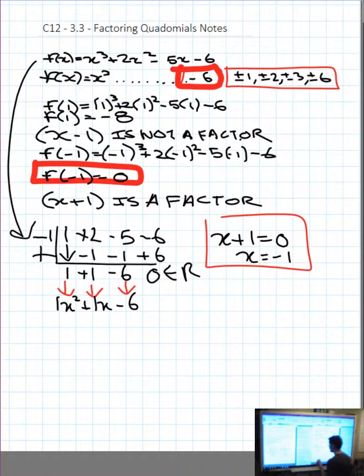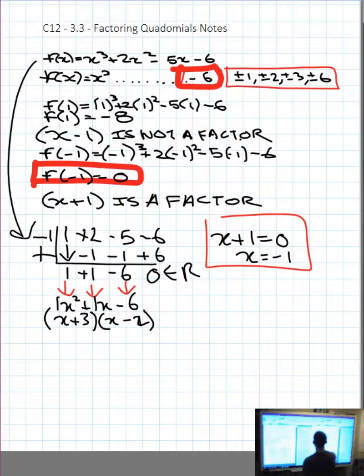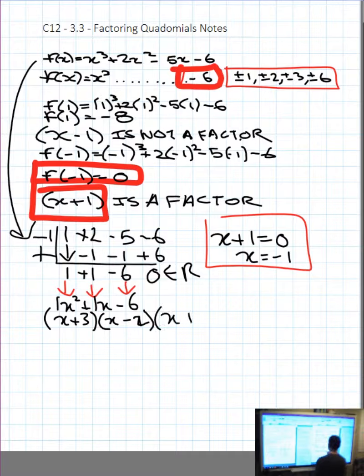Now, remember from grade 11, that factors again. We could do it all, but let's just do it. So two numbers that multiply to get negative 6 and add to get 1 are x plus 3 and x minus 2. And then we can list our other factor beside it, x plus 1.